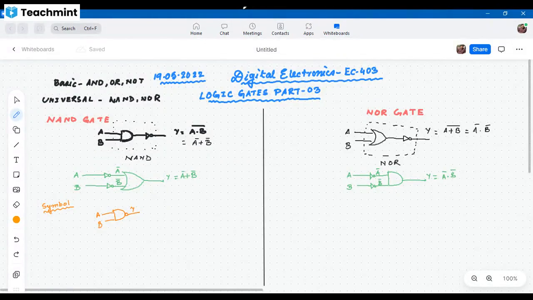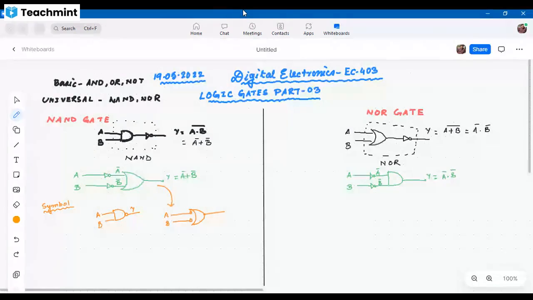There is another symbol satisfying these conditions. You can use this symbol also. And that symbol is a bubble, and then an OR gate. So this is A and B, and this is Y. So this is also a symbol. So that's why for this condition, the NAND gate is also called what? Bubbled OR gate.